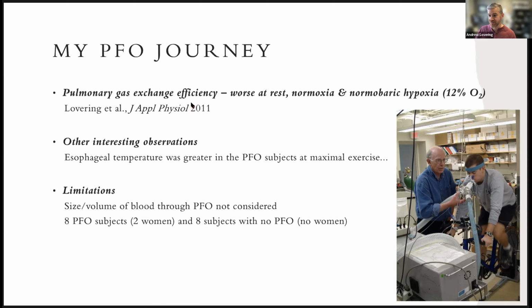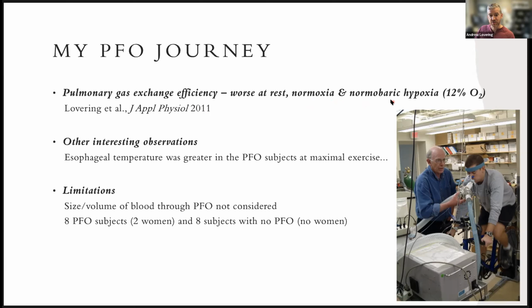But after several years of excluding lots of potentially good subjects, we decided we might want to look at the possibility that intracardiac shunts were also playing a role in some of this variability. And in our first study that we published in 2011, we found that pulmonary gas exchange efficiency was worse at rest only, not during exercise, in people with PFO. And this was true in both normoxia and normobaric hypoxia. This was kind of interesting to us, and confusing, because it was causing a problem under resting conditions, but not exercise.